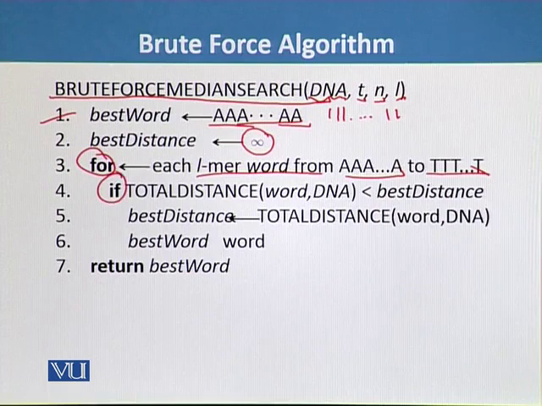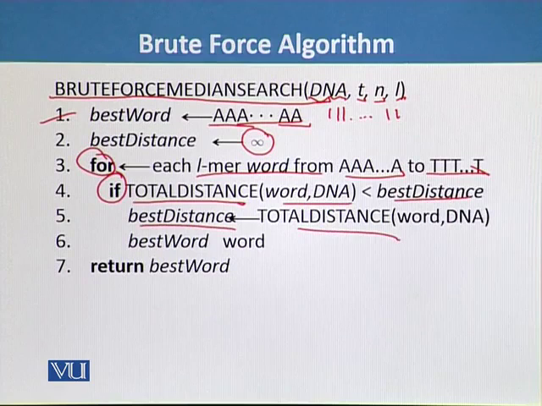Again, the if statement will start, and we calculate the total distance. So if the total distance of the word and DNA is less than best distance, we will assign best distance as the total distance of word and DNA, and we will obtain the best word, that is the word, and we will return the best word.